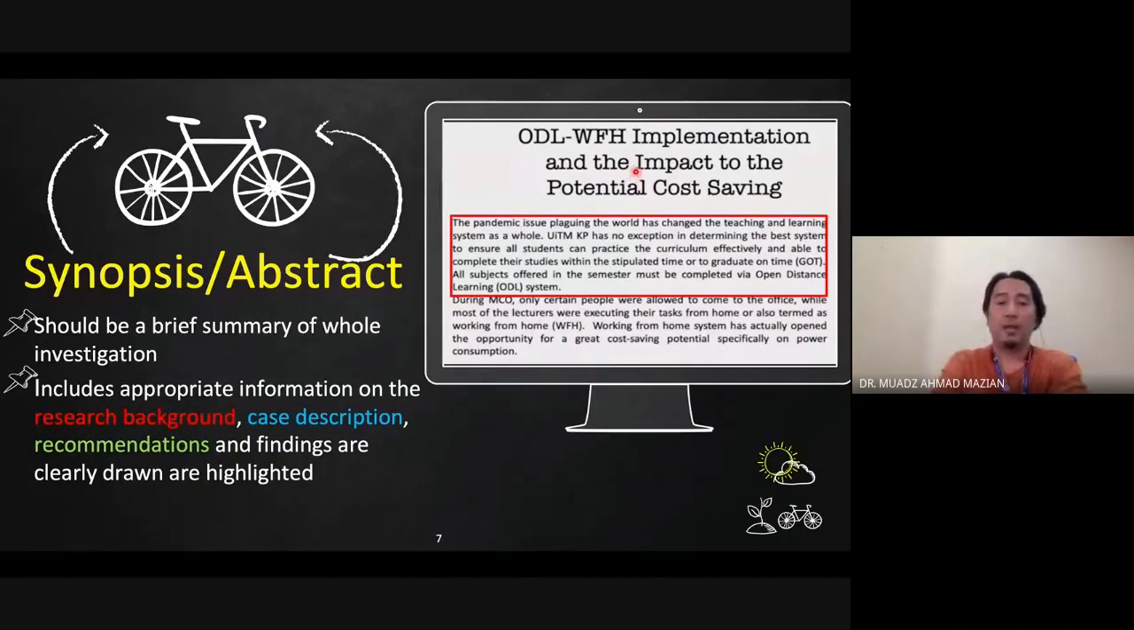If you look here, the red color box indicates the research background. So in the first paragraph, I put my research background, which is basically for ODL, caused by the pandemic. And then the next paragraph is the case description: the problems that we are facing during MCO and during ODL, work from home. And the last one is our recommendation. From this MCO or ODL work from home, we can get a potentially great saving on electricity consumption. So that is our recommendation. From the recommendation, there is actually a detailed calculation which I'm going to tell you about later.